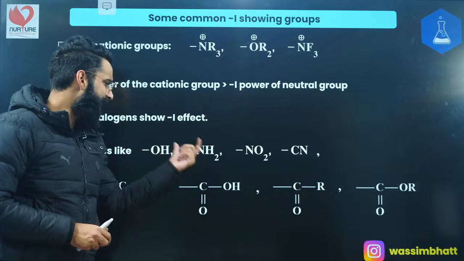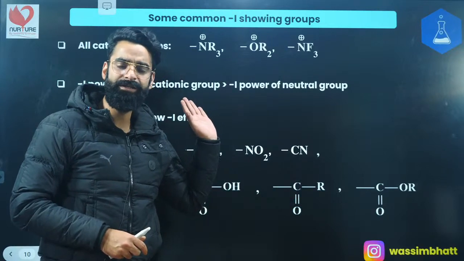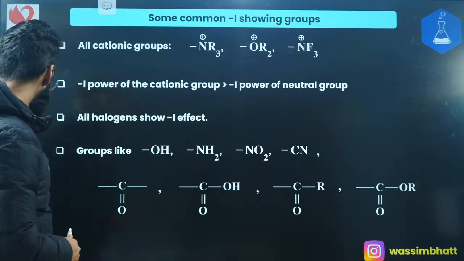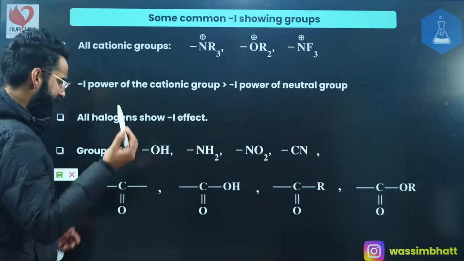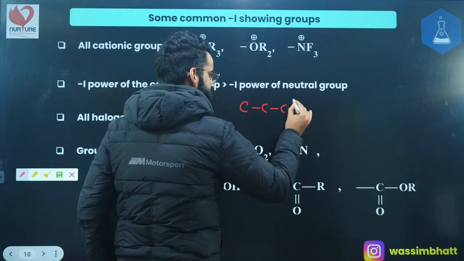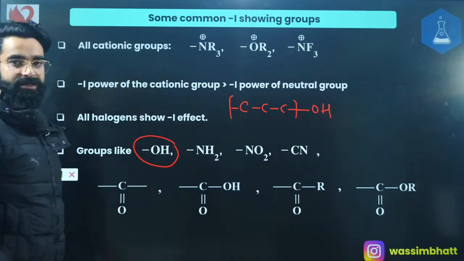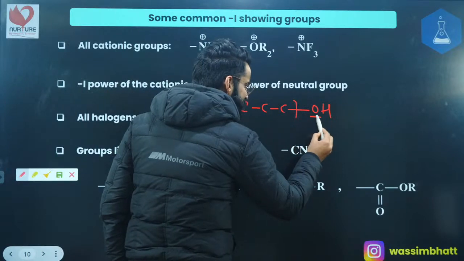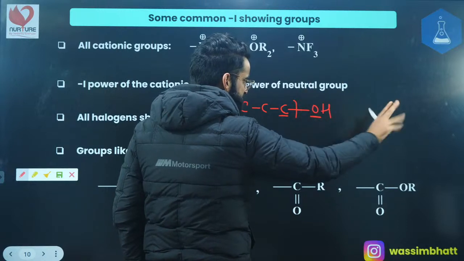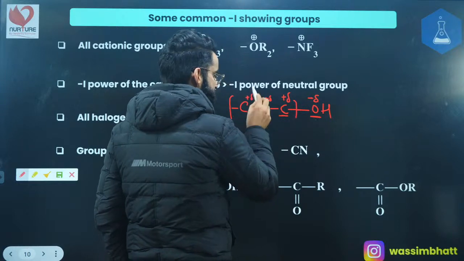Groups like OH, NH2, NO2, CN, C double bond O, C double bond OH, C double bond OR, all these groups are going to show minus I effect. Why do they show minus I effect? Have a look. See guys, it's simple. Let's assume this is a carbon chain, for example, which contains only sigma bonds. And over here, OH is attached. So oxygen is directly attached with carbon, correct? Oxygen is more electronegative. It's going to drag the sigma electron density towards itself, due to which it gets delta negative, and this gets delta positive, this gets delta positive, this gets delta positive.